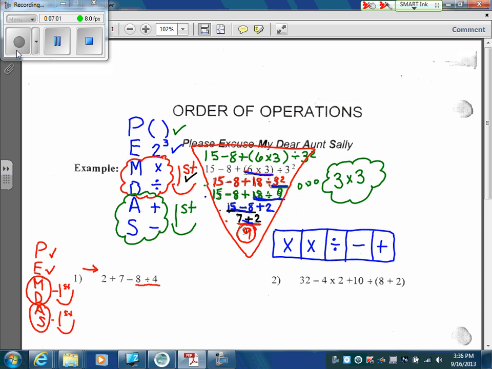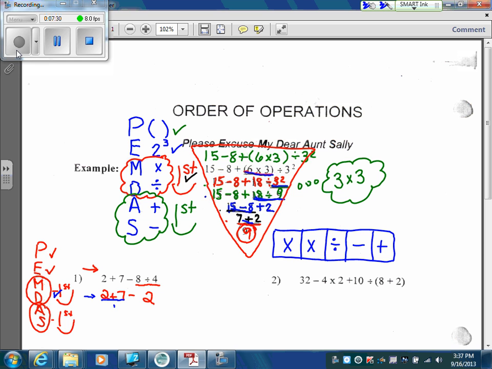8 divided by 4 is 2, so I'm going to write my answer down. Bring down all of the numbers and operations I have not used at this point. Scan left to right. Do you see any more multiply, divide? No, that means that's done. Next, I'm going to add, subtract, whichever one comes first. Scan from left to right. I'm going to stop. I see addition first.